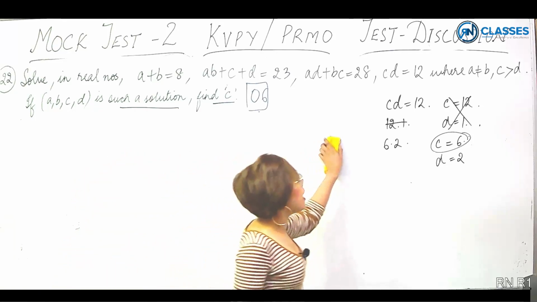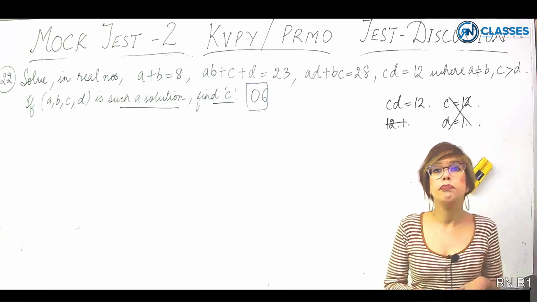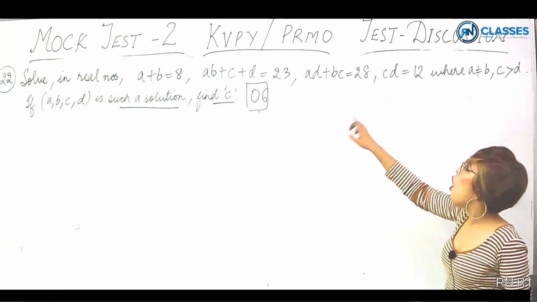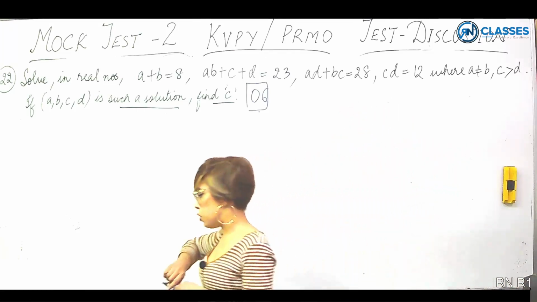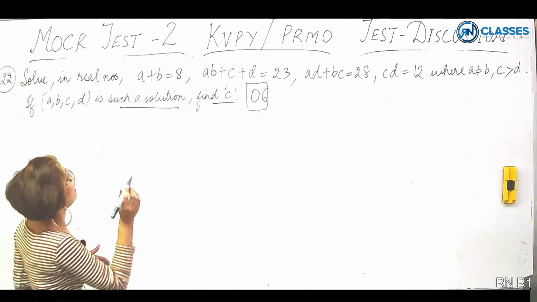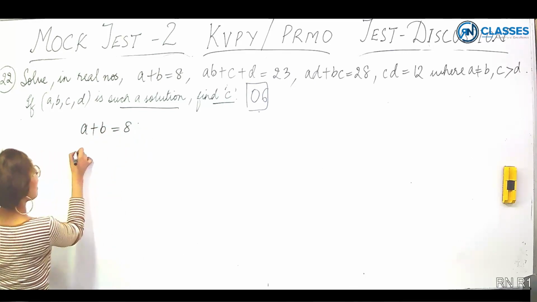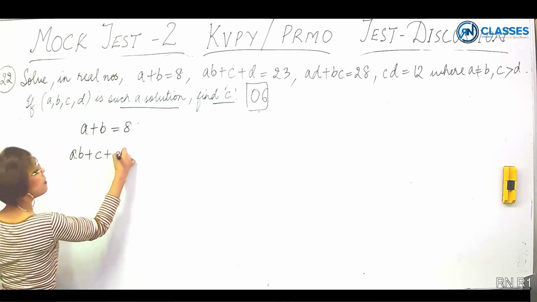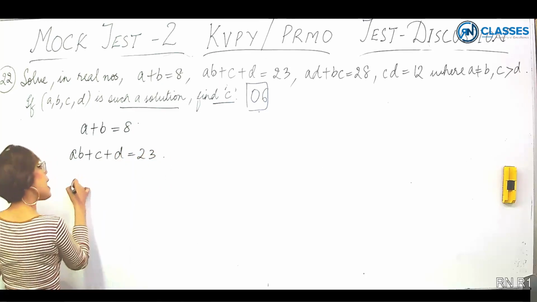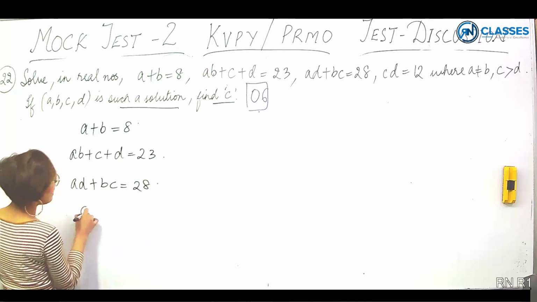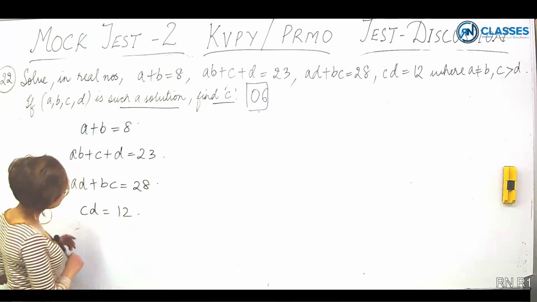But let's try to understand some method as well. How will we find the solution of this system of equations? Now, if you look carefully, I have a plus b is equal to 8, ab plus c plus d is equal to 23, ad plus bc equal to 28, and cd is equal to 12.